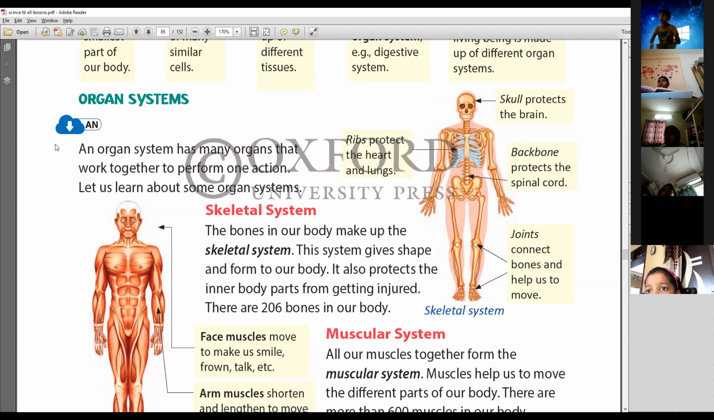Ma'am, I didn't read the 10 organ systems, ma'am.